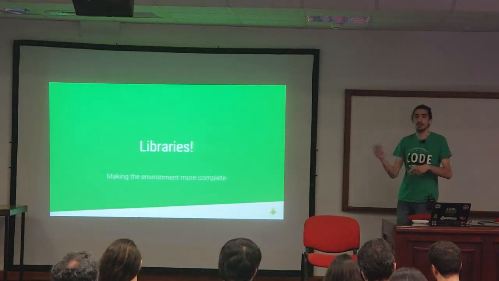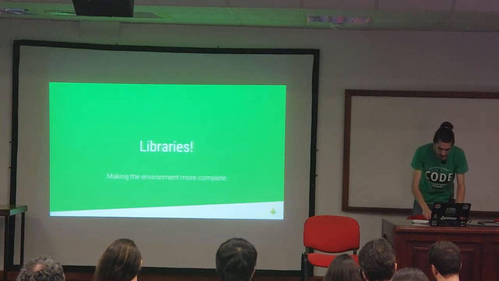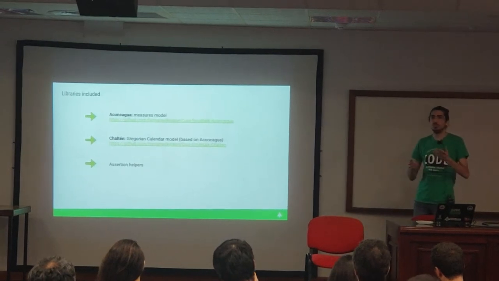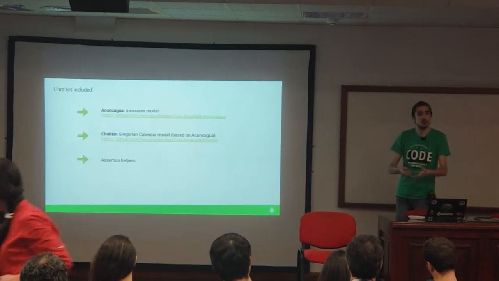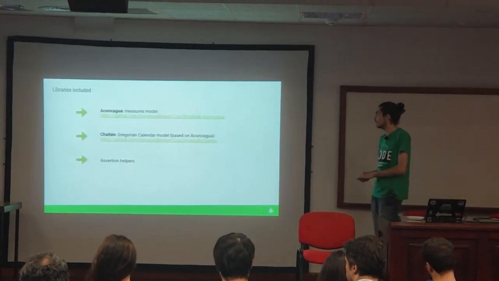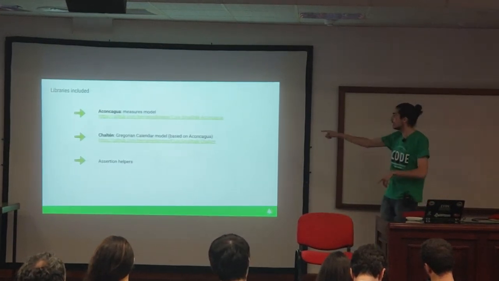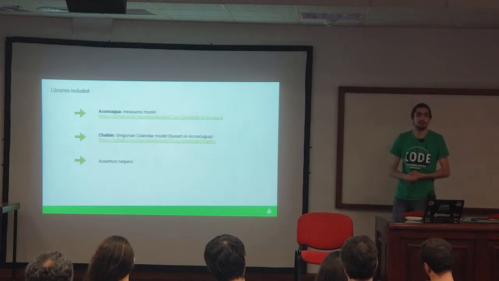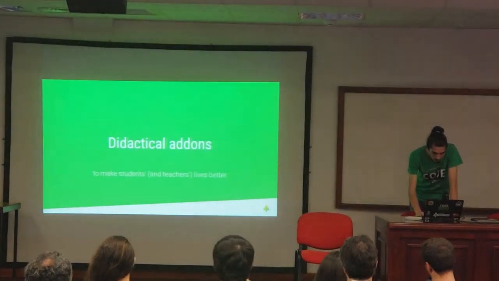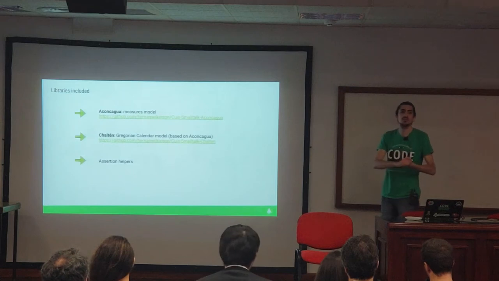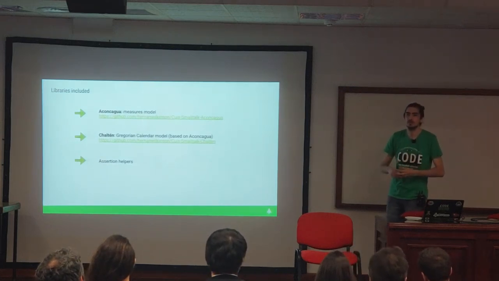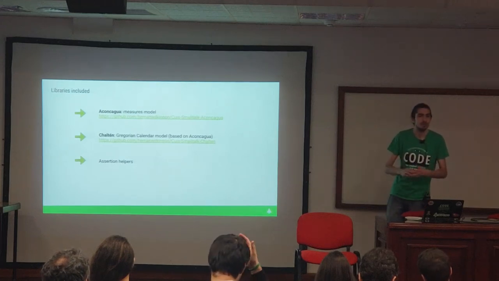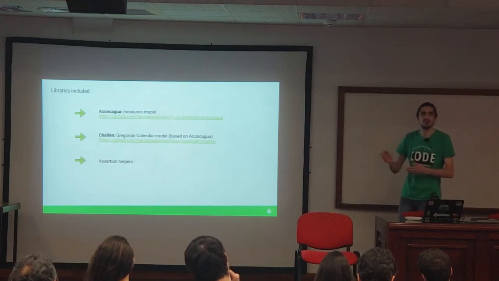Apart from that, we have some libraries integrated with the environment that are bundled together. So we can work with units using Aconcagua, which is our measurements model. You can use some units that are bundled by default, and you can define your own units to work with distances or weight units or time units. Well, for time especially, we have Chalten, which is the calendar model. That's based on Aconcagua. And as I said before, we have the assertion calendars. So this helps us to teach the right way. If I have an account with some balance, that is money, I want to use a money object, not just a number to represent that. That's why we are heavy users of Aconcagua for all of our exercises.